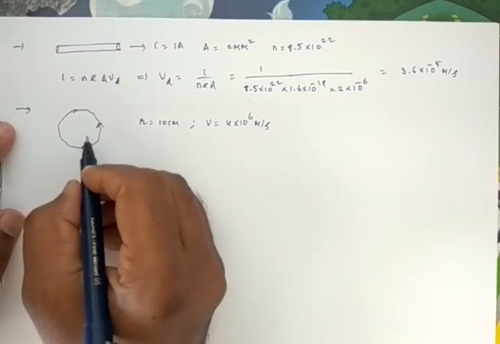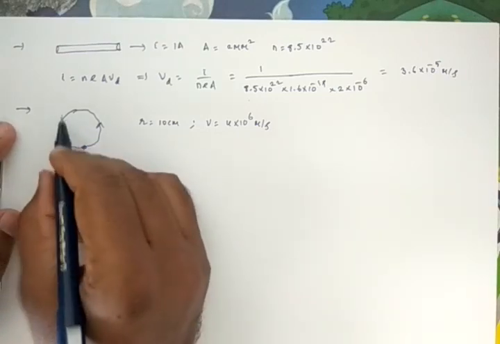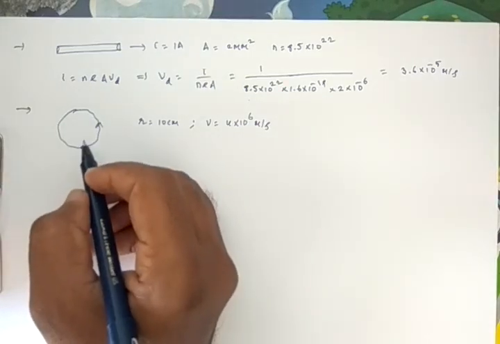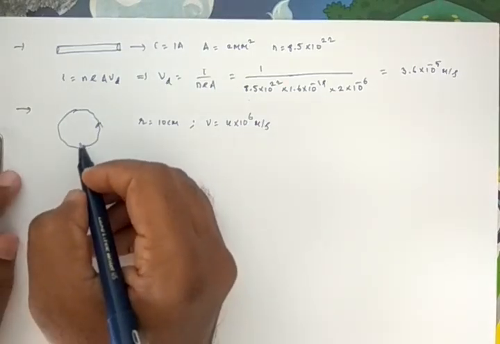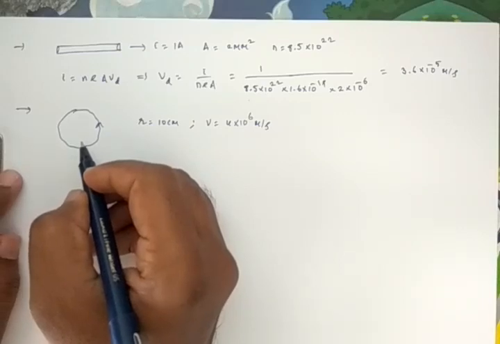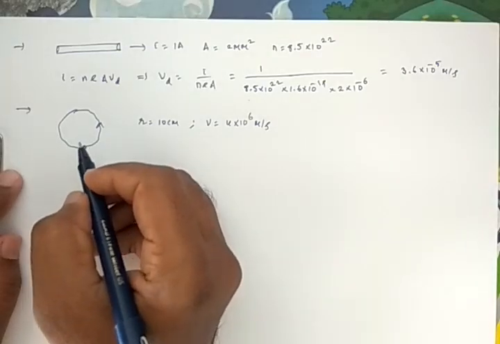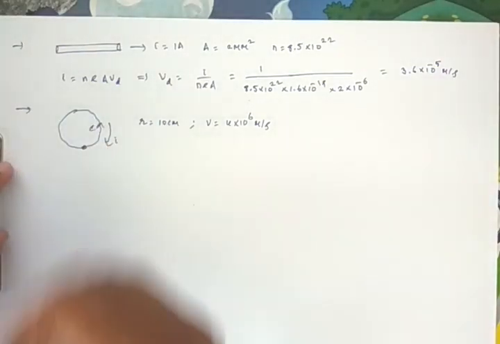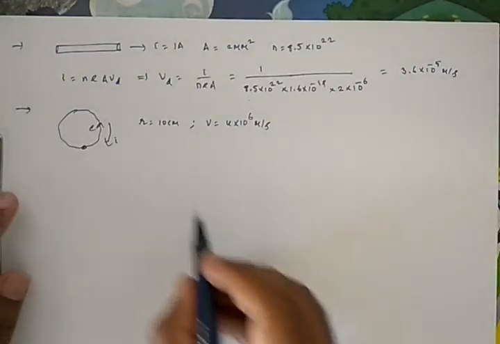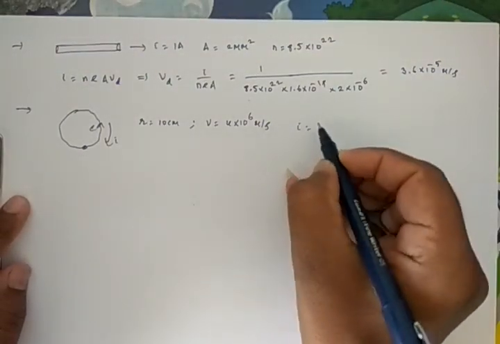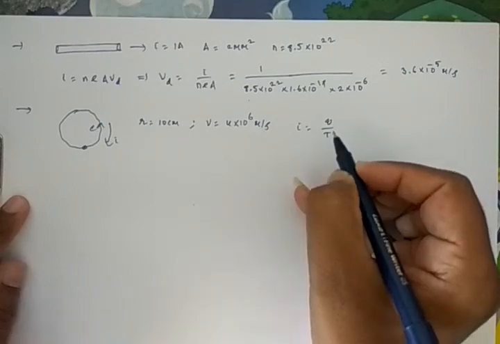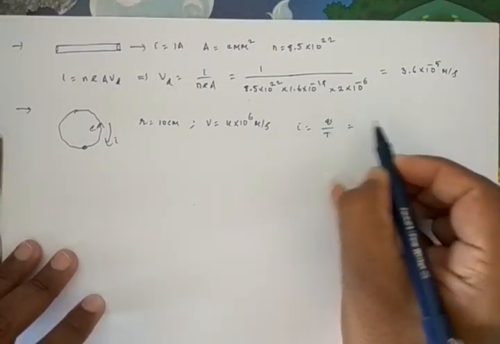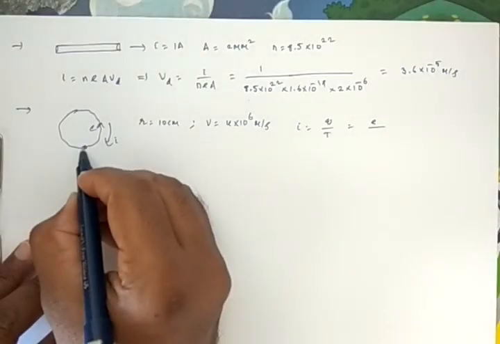Then we know when electrons are moving in a particular direction, the same effect you will see when positive charges are going in the opposite direction. So we know the rate of flow of positive charge is called current. So current will be moving in this direction. If charge is moving in that way, current will be in this direction. So that current I equals Q by T, where T is the time period of the revolution, and Q is the charge of an electron, so that e is crossing this area.